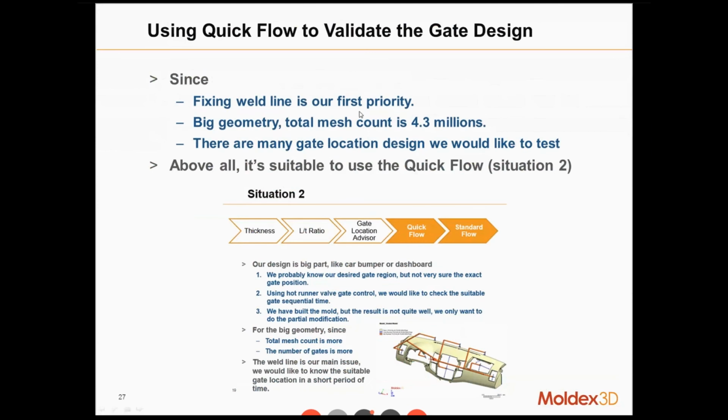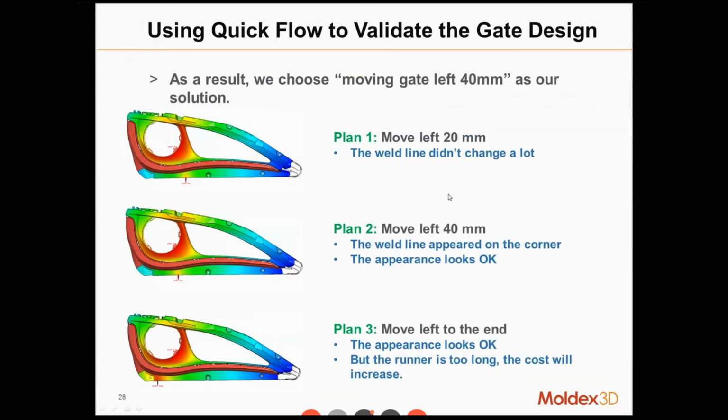Since in this case fixing the weld line is our first priority, and this is a normal and big geometry, the total mesh count is around 4.3 millions. And there are many gate location designs we would like to check. So in this situation, it's very suitable to use the situation 2 tool, which uses the quick flow to do the iteration and then runs the standard flow as a final check. Okay. So we just use the quick flow to validate the gate design.